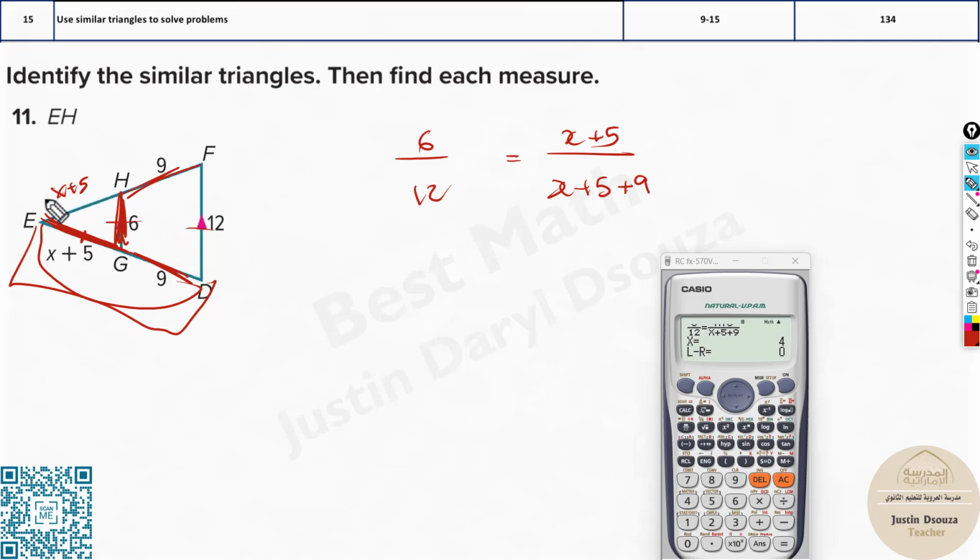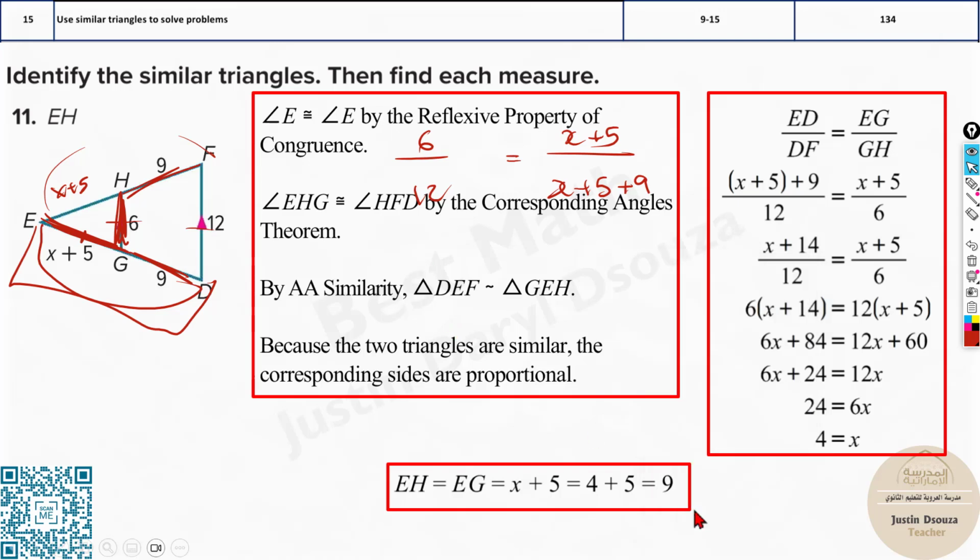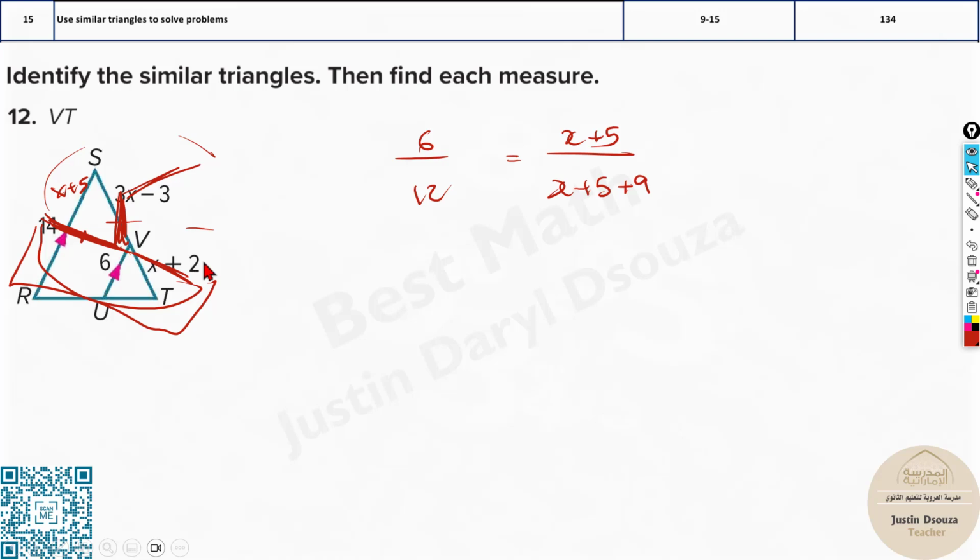So these two are the same. The total length will be x plus 5 itself, x plus 5 plus 9, right? So now we have to do 4 plus 5, that is 9. That will be the answer. You can see, because these are equal to each other, we can apply the x value to this x plus 5 and easily find the total. The EH value is supposed to be 9 because EH and EG are equal.